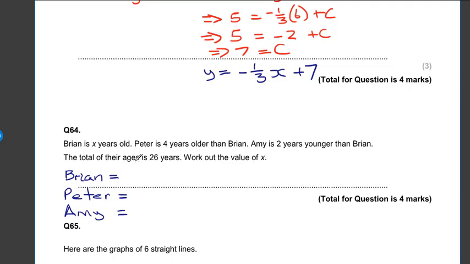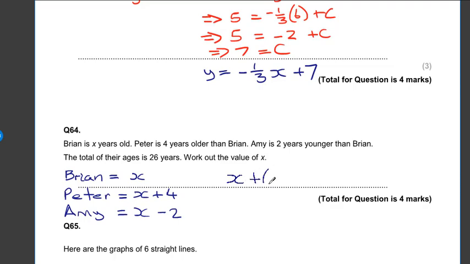Brian, x. Peter, 4 years older. Does that mean 4x? No. 4 times older is 4x. He's 4 years older. It's x plus 4. Amy is 2 years younger than Brian. Okay. Well, what's Brian? X. Amy's 2 years younger. Minus 2. The total of their ages is 26. Work out the value of x.